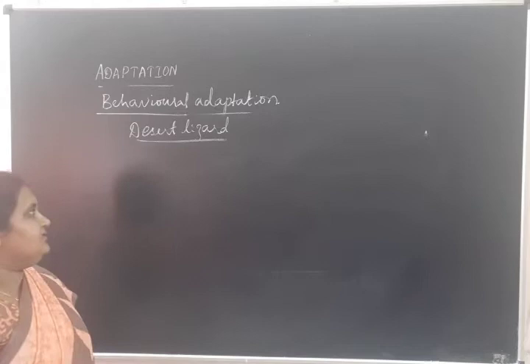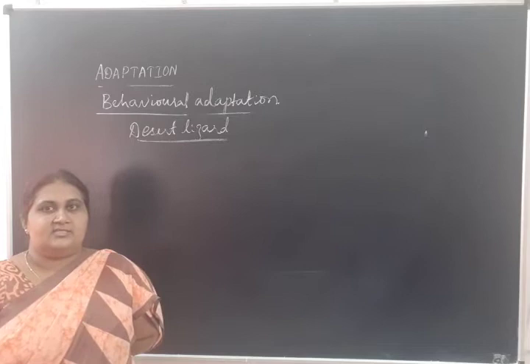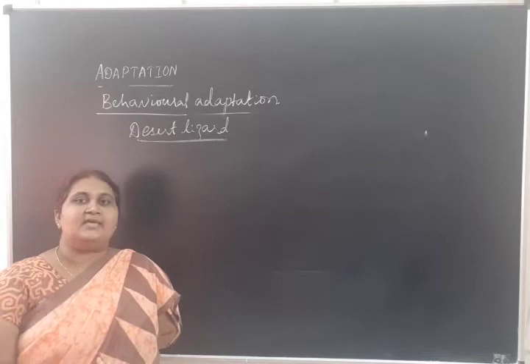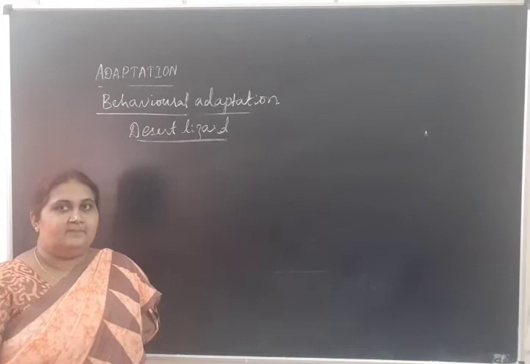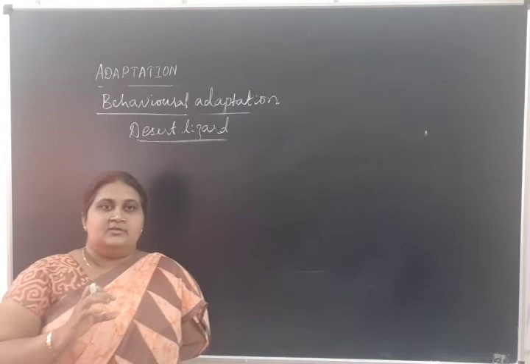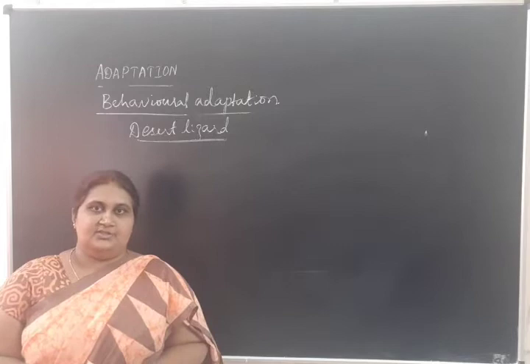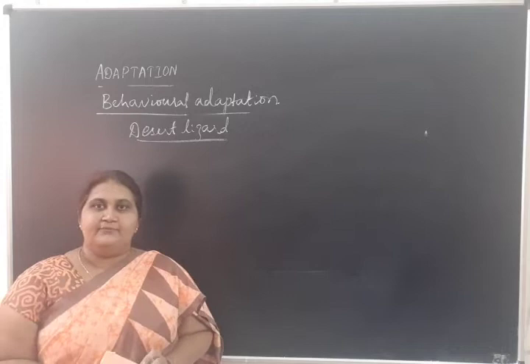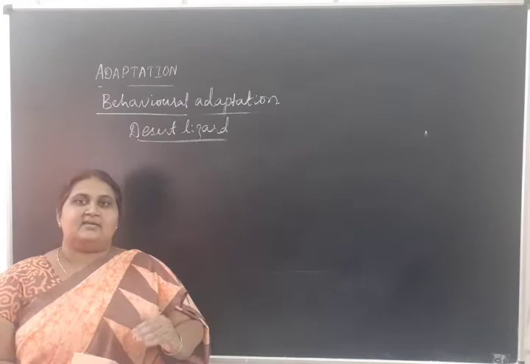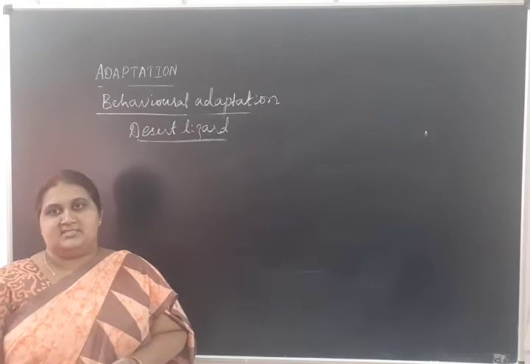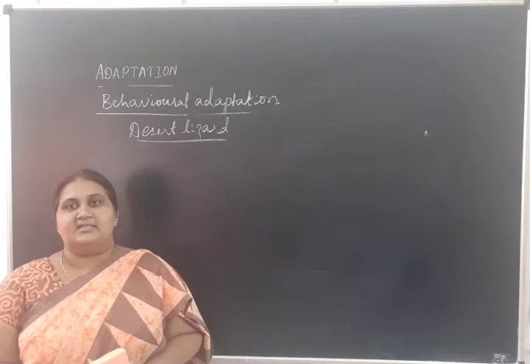Example for that, desert lizard. When the surrounding temperature increases, the desert lizard will be found in shades in the burrows, where it can maintain its body temperature. When the surrounding environmental temperature falls below its comfort zone, it comes out of the burrows and basks in the sun. Bask means it will expose its body to the sun, by which it can absorb the heat and increase the body temperature.